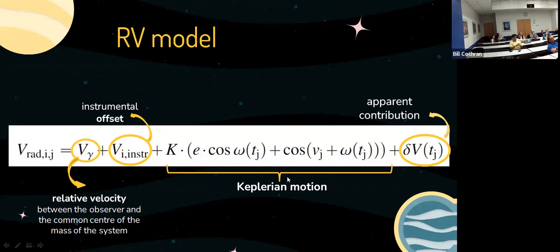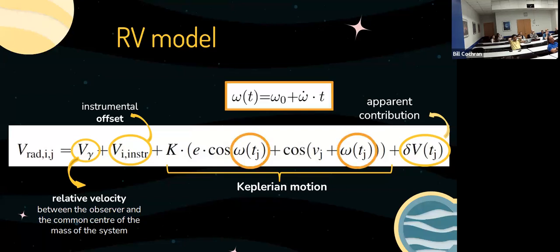And this is the pure Keplerian motion, so at the end just the star moving around the center of mass of the system. But inside here, what we change is the fact that omega, the periastron angle, is changing in time. So we fitted this omega with omega 0 plus omega dot times time. And omega dot is what, at the end, we want to relate to the Love number.